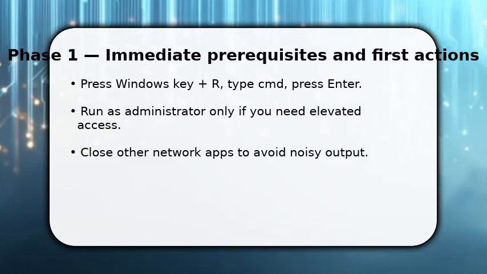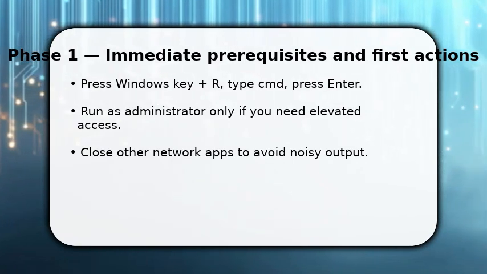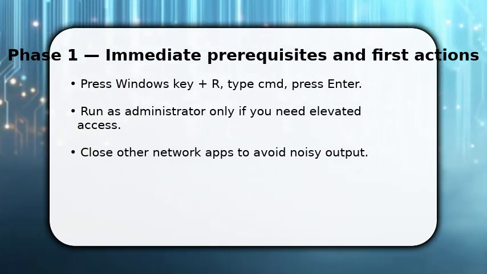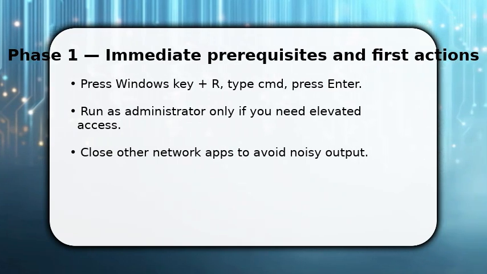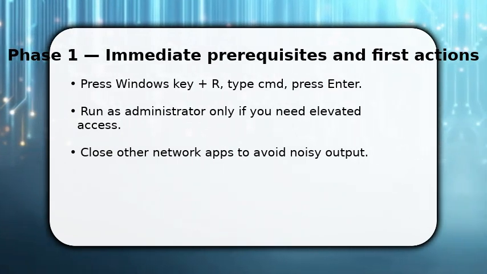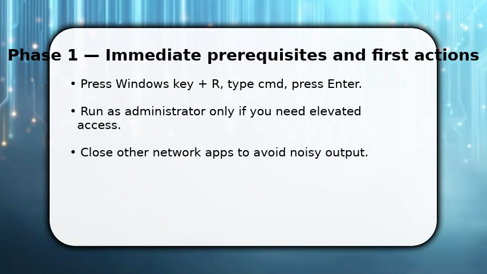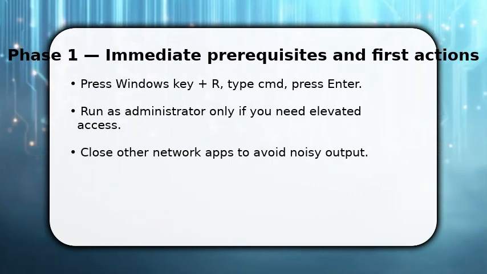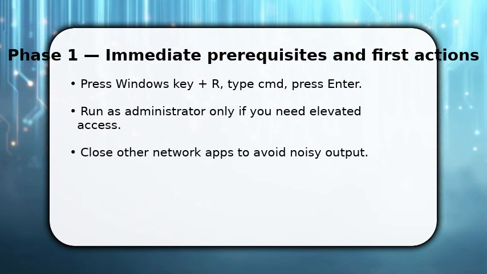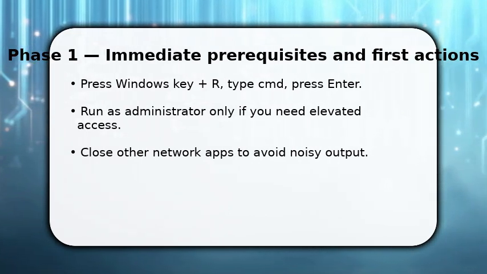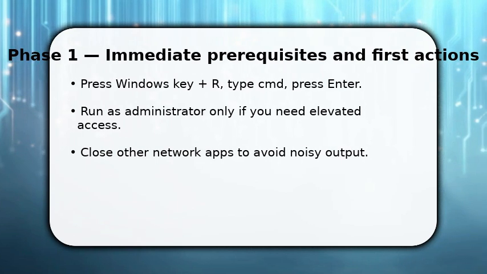You start by opening Command Prompt so you can query your machine directly. Type CMD in the Run box, then press Enter. This launches a shell that speaks to Windows networking. You do not need administrator rights for basic IP lookup, but make sure to close VPNs or heavy network apps first, since they can change visible addresses.